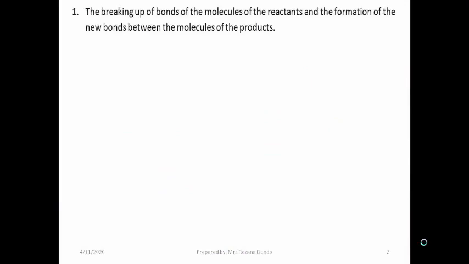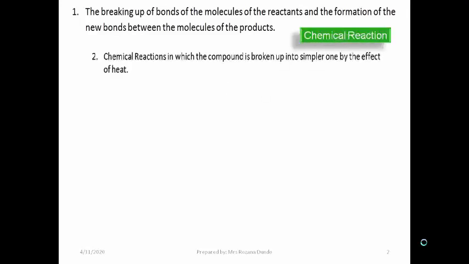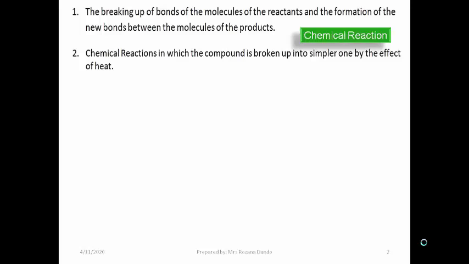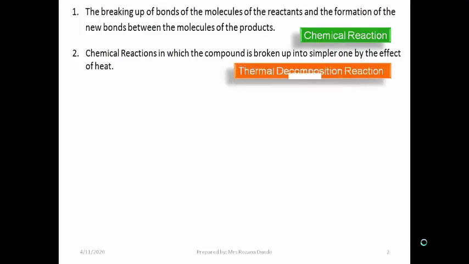The breaking up of bonds of the molecules of the reactants and the formation of new bonds between the molecules of the products is chemical reaction. Chemical reactions in which the compound is broken up into simpler ones by the effect of heat is thermal decomposition reaction.